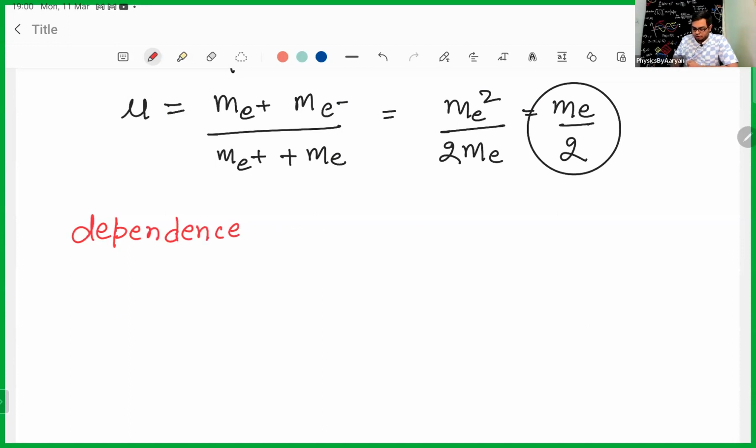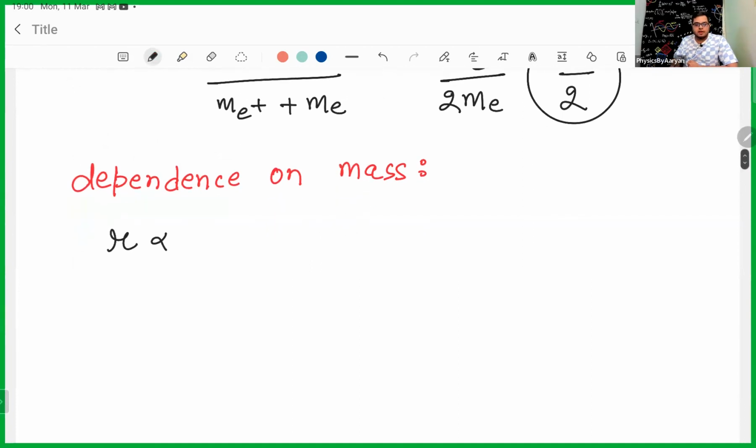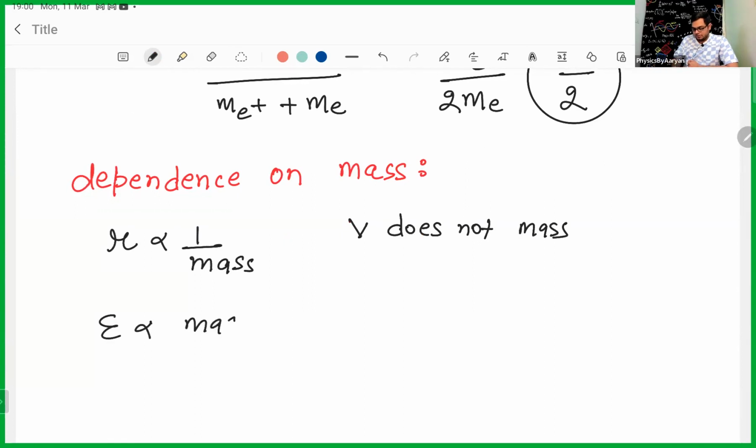And this I also mentioned in the last class, and I said that I will explain later why I gave you the dependence on mass. So how does radius depend upon the mass? Radius depends inversely on the mass. Velocity does not depend upon the mass. And energy depends directly on the mass.